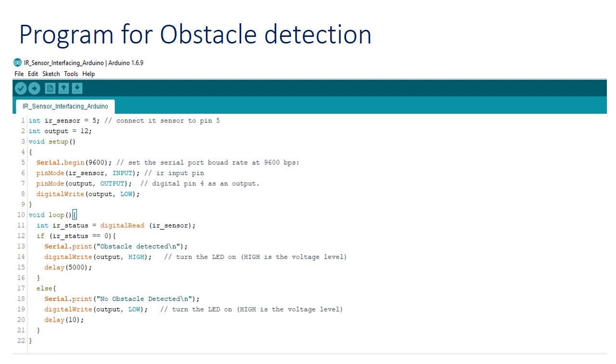In that case there will be no obstacle, so Serial.print no obstacle detected. In that case we write digitalWrite output LOW, so output pin 12 will be low, and again it will check, and these instructions in void loop are executed continuously. So if an obstacle is detected, IR status becomes low and this loop is executed. If no obstacle is detected, then the task written in the else loop is executed.